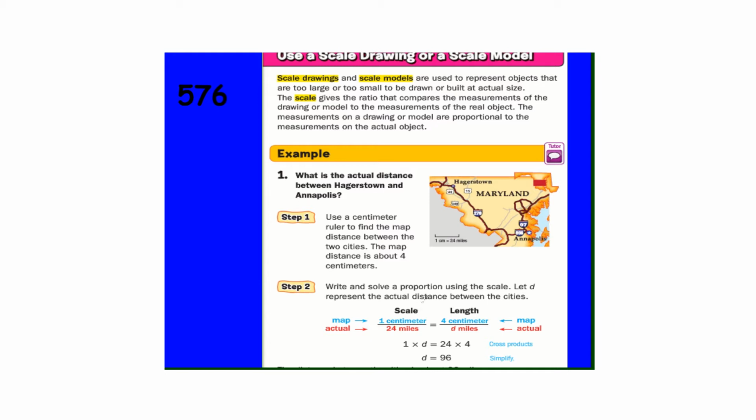Let me see if I can circle that. This is what it tells us in the key right here. So that equals 4 centimeters because that's what we're told. That's what it measures. Okay, is how many miles? Don't know. That's what we have to figure out. Cross multiply. 24 times 4 divided by 1, of course, is 96. So in real life, it is 96 miles from Hagerstown to Annapolis.